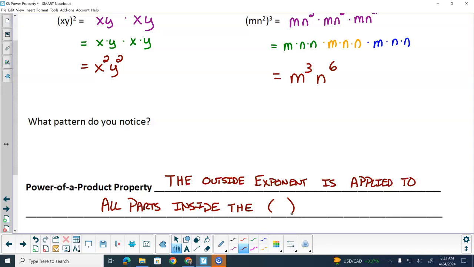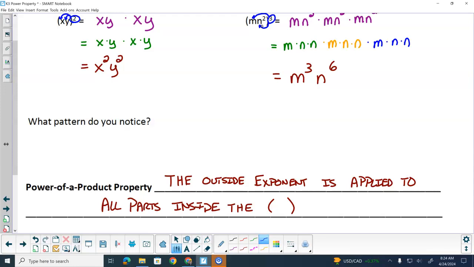So this 2 that was out here gets applied to the y and it gets applied to the x. So it becomes x squared, y squared. This 3 over here gets applied to the m. That's why it becomes m cubed. And it gets applied to the n squared. And then power to a power, the one that's right above it, we multiply those exponents. That's why it's n to the 6th power there.